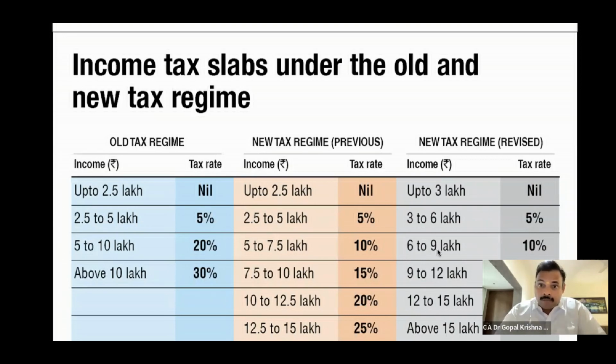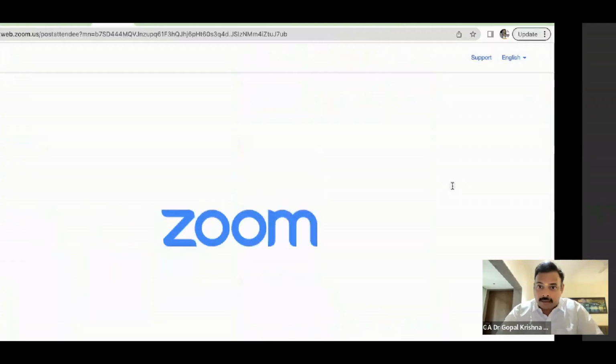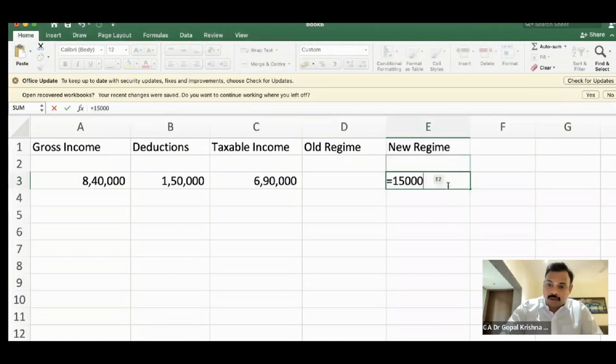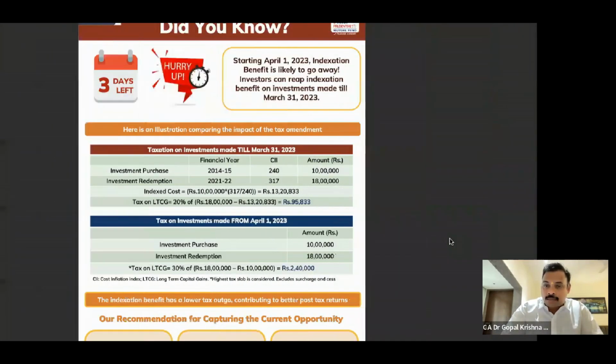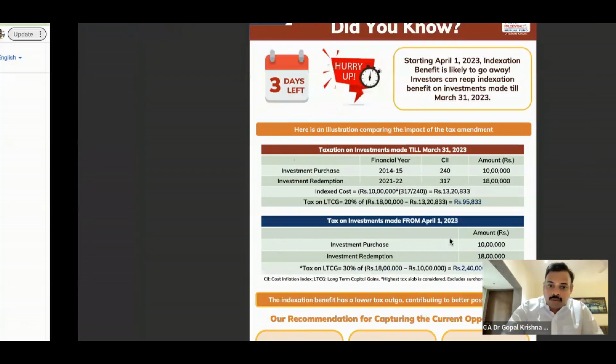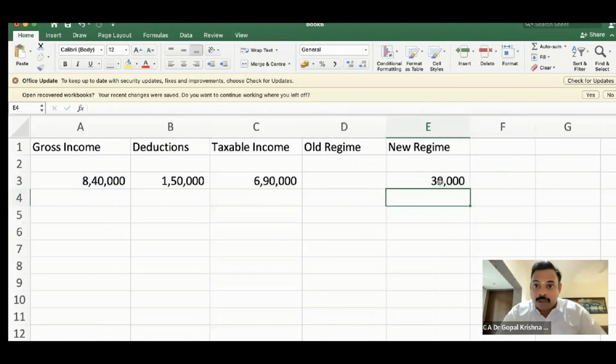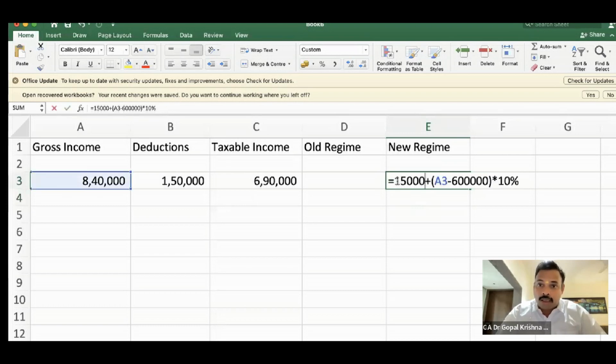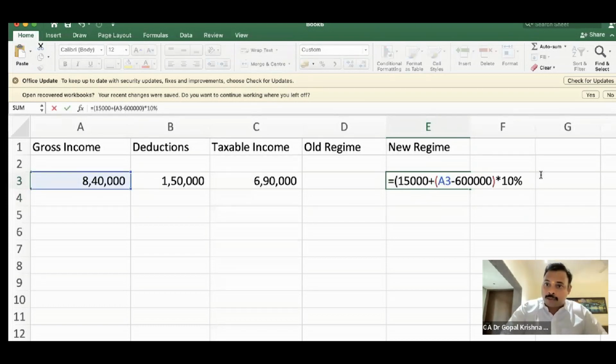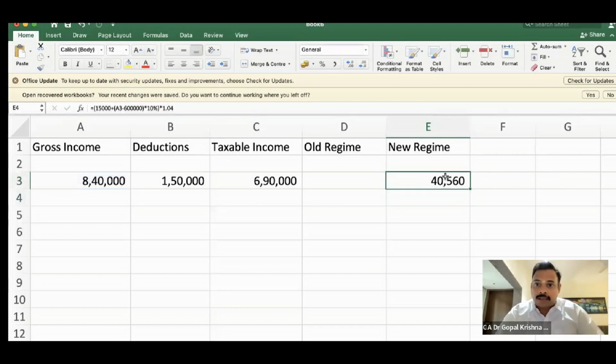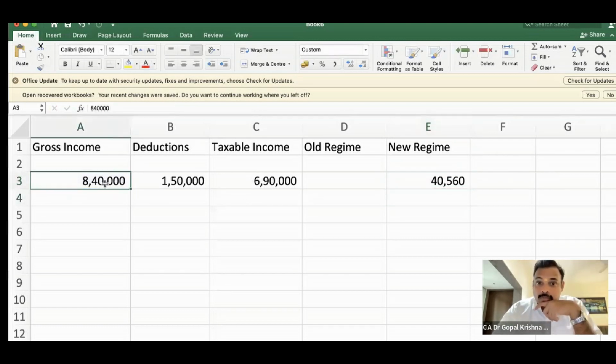Now I am in this 8 lakhs bracket, which is between. So it is 15,000 plus your 8,40,000 minus 6 lakhs. On this, I will apply the 10%. So this will be your tax amount. So 39,000. So on 39,000, I will apply the 4% cess. So this will be your tax liability for 8,40,000.